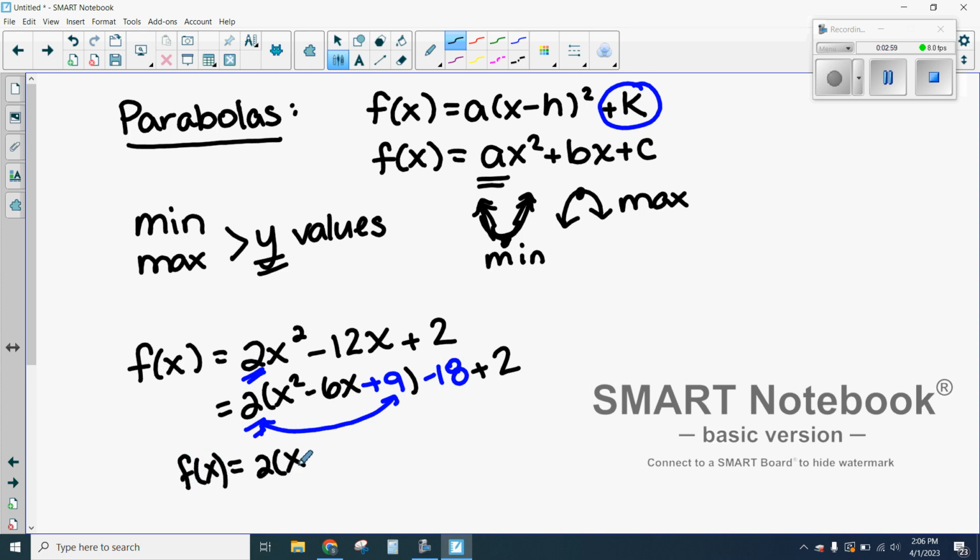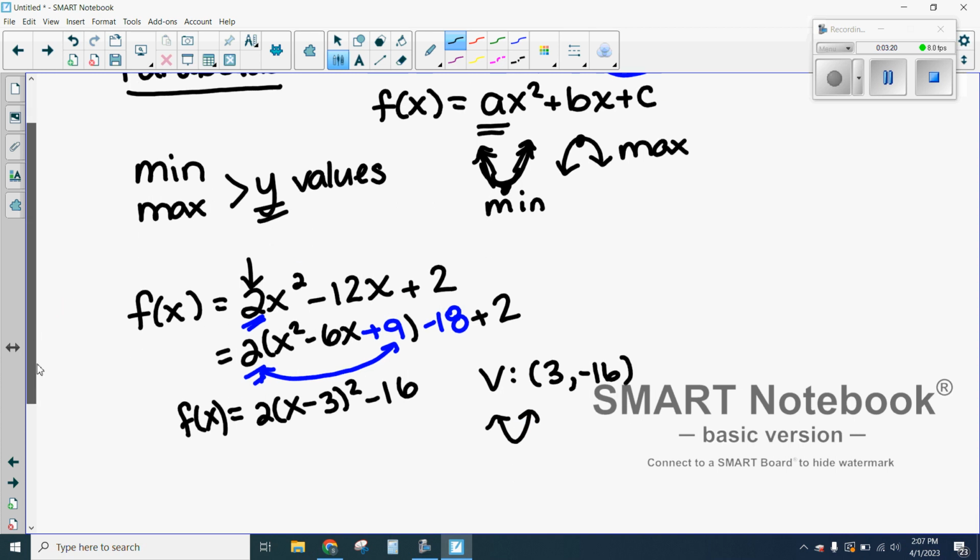Okay. Then when I factor, I have x minus 3 squared. The pieces on the right clean up to be negative 16. Okay, the vertex of this parabola is positive 3, negative 16. The positive 2 out in front tells me it opens up.